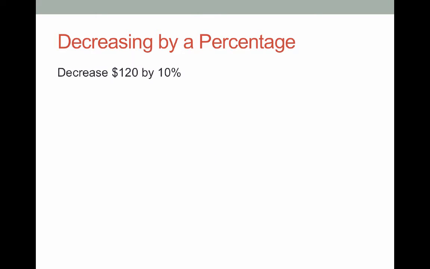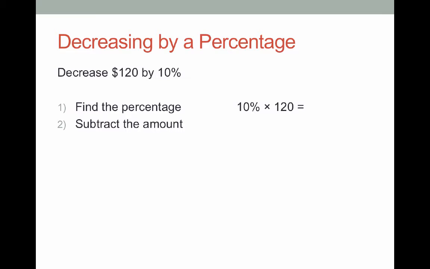What about if I want to decrease by a percentage? Let's say I want to decrease $120 by 10%. In the past, I got you to find the percentage and then subtract the amount. Two steps. So first you would find 10% of 120, which is $12, and then you would do 120 take away that 12 to give you the 108. But we're going to do it in just one step.